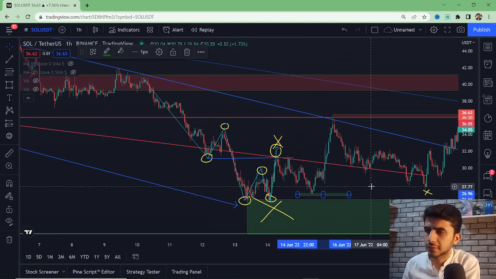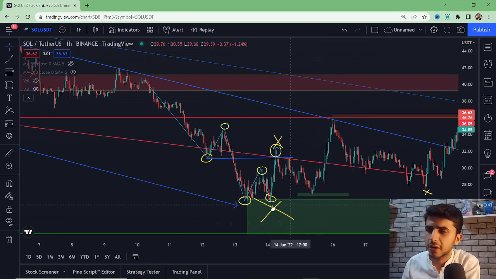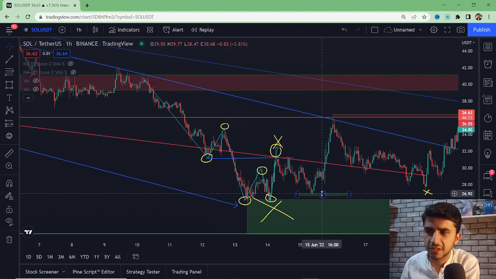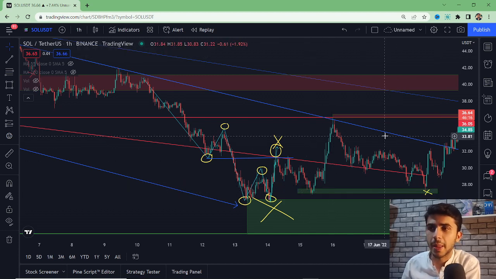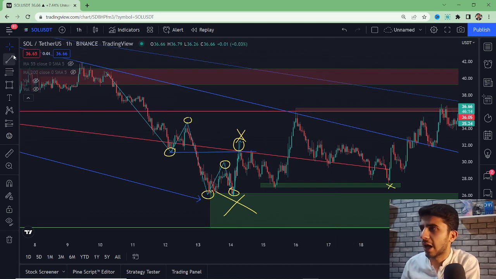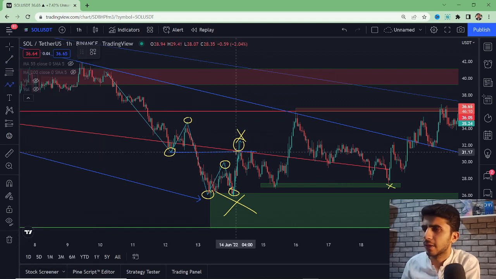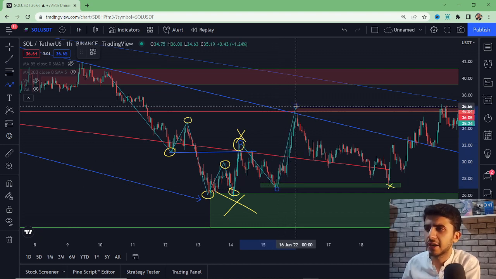So this is the newly formed order block. This one was a previous order block. This is the newly formed order block. That is the perfect place to take a long entry into Solana. So what happens next? The price traces back to this place, then another higher high.